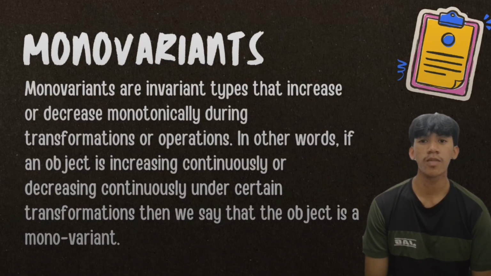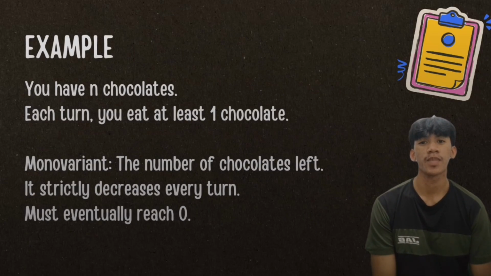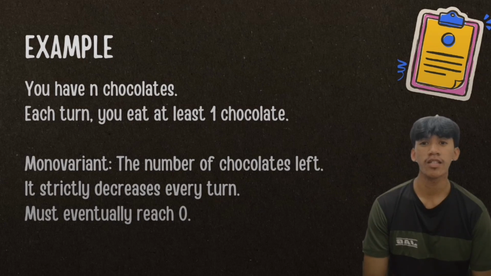Let's make this clearer with an example. Imagine you have n chocolates, or a number of chocolates. At each turn, you must eat at least one chocolate. Now, what changes every turn?